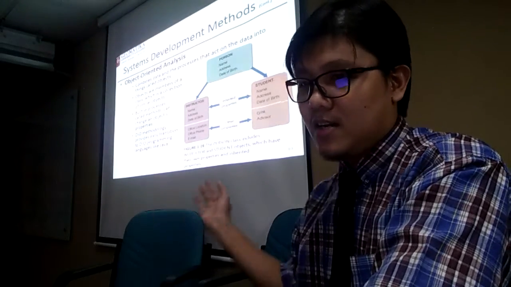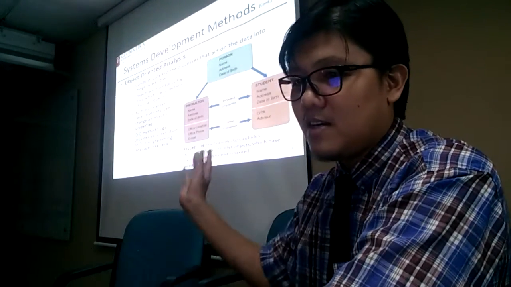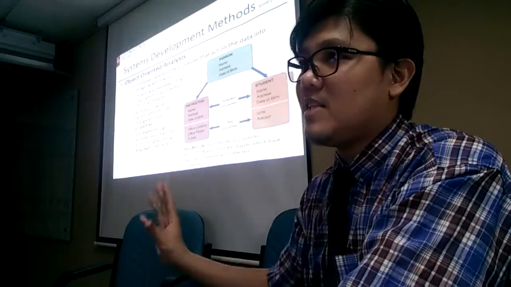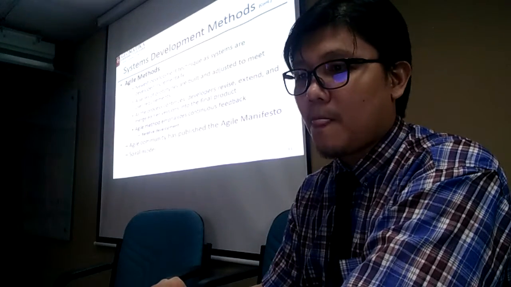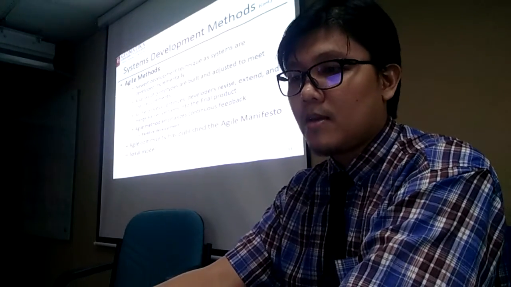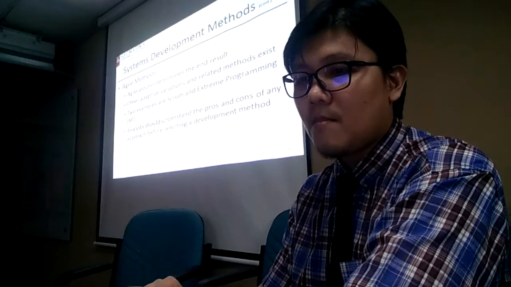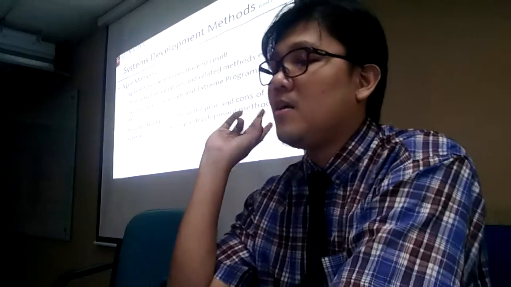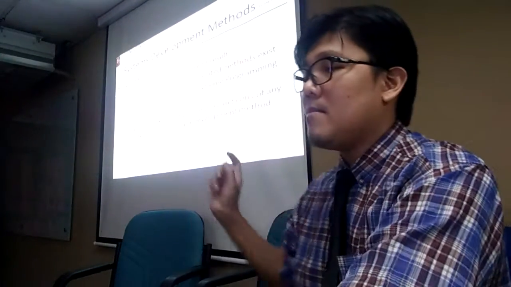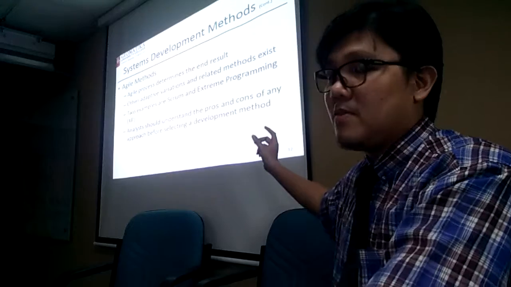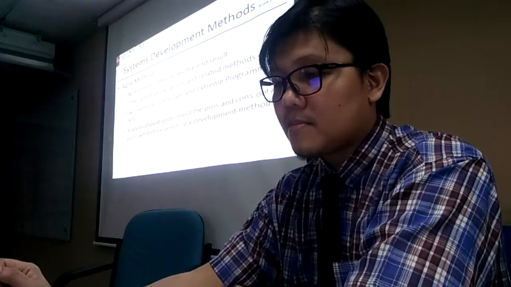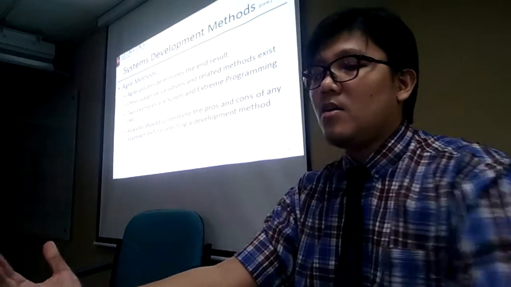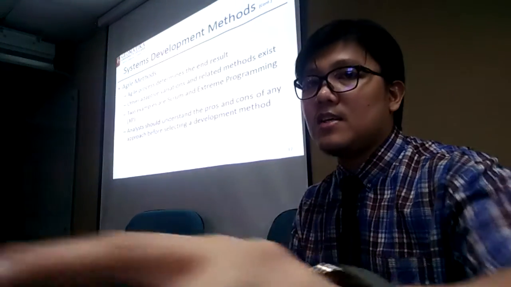Object-oriented analysis. I think you can read this also. It's also related to what you can imagine based on object-oriented programming in C++. Okay, agile method. Two examples of agile method are Scrum and Extreme Programming. I mentioned Extreme Programming previously. As analysts, we should understand the pros and cons of any approach before selecting a development method.